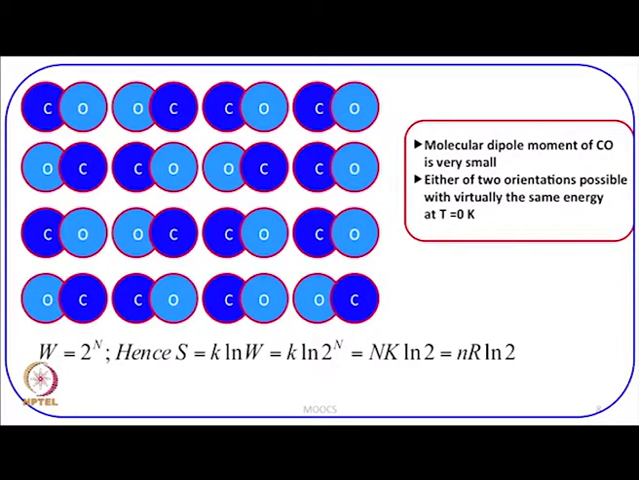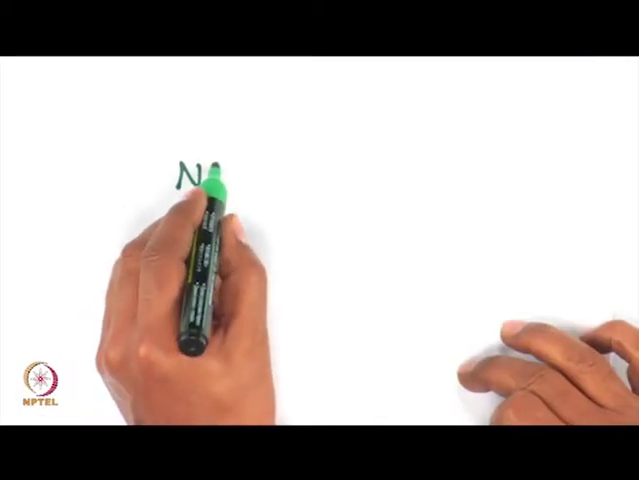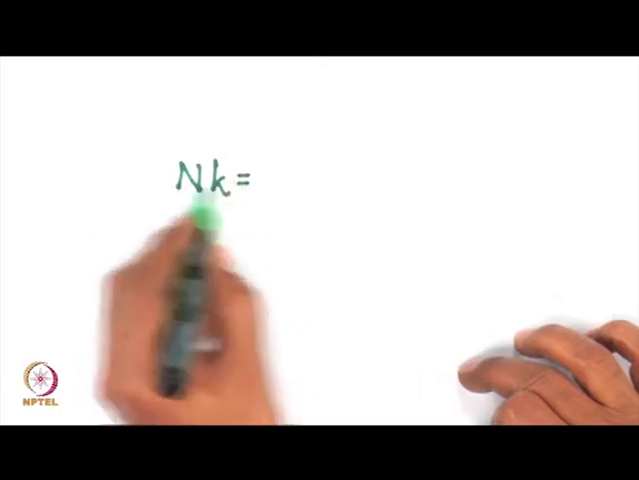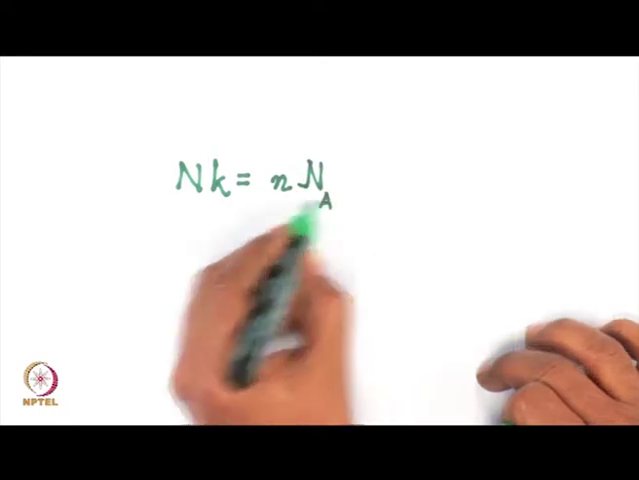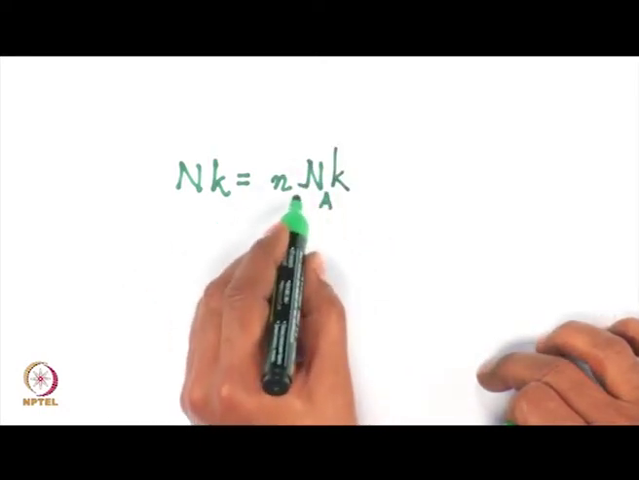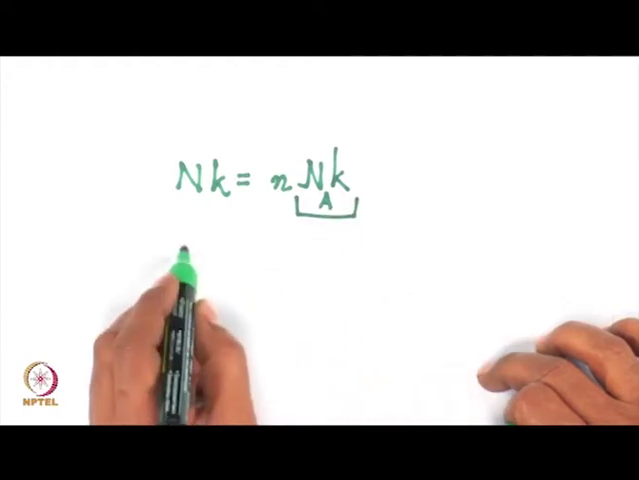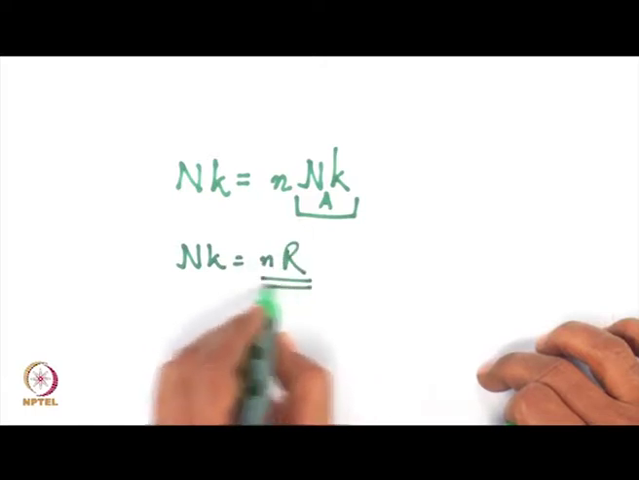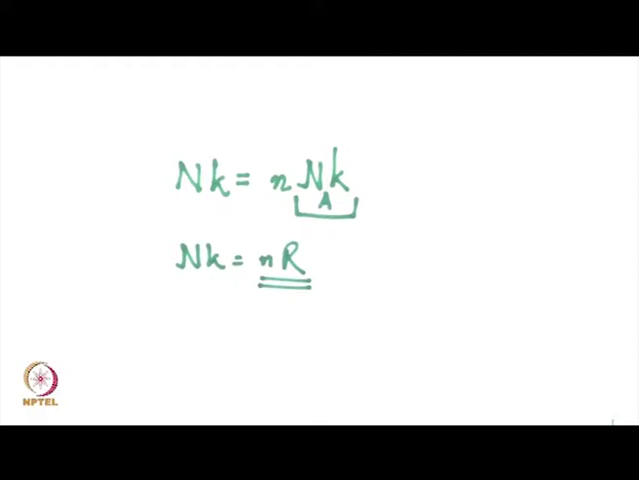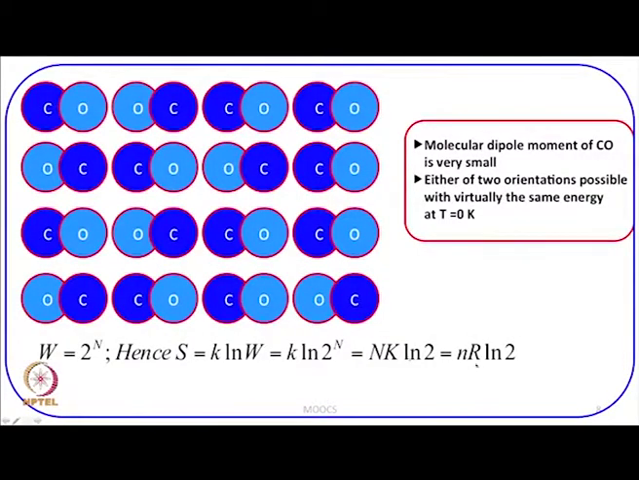Here n is the total number of molecules, k is the Boltzmann constant, and n is equal to the number of moles times the Avogadro constant. Boltzmann constant into Avogadro constant is equal to the gas constant, so I can substitute over here. Now let's go back to the slide. Instead of nk, I use nR.